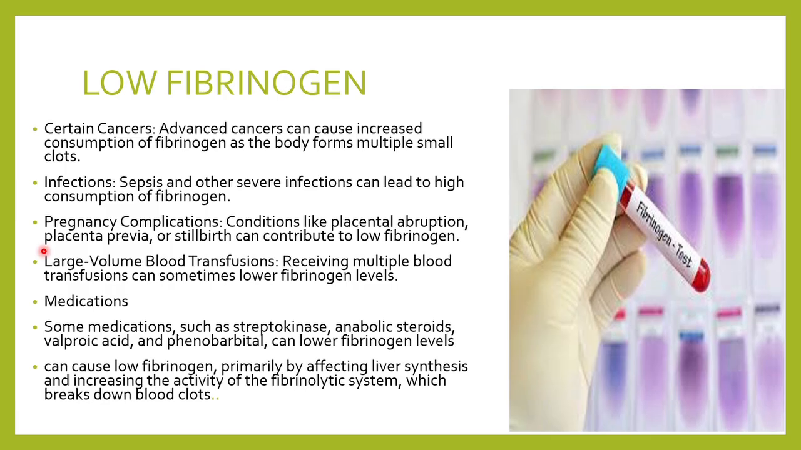Severe infection, sepsis, that can lead to increased consumption of fibrinogen. The body is producing more and more fibrinogen to stop that infection, to stop that sepsis. And in the bargain, the fibrinogen is reduced. Pregnancy complication. The mother developed abruptio placenta, placenta previa, or stillbirth or infection. The fibrinogen levels get low because it is used to stop that bleeding. Okay, hence the level of fibrinogen goes down.